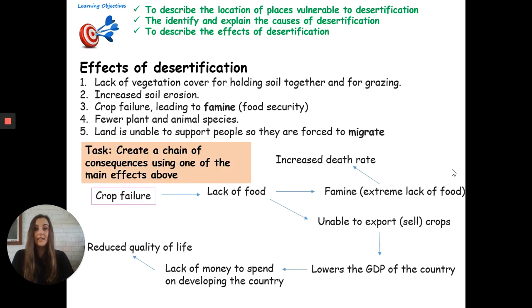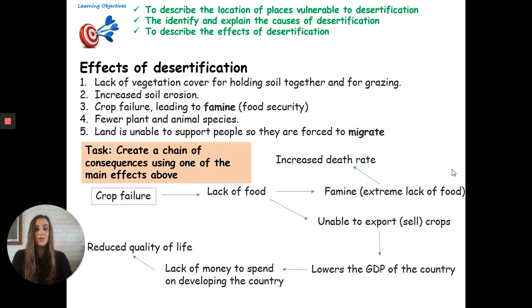And moving on to the last little bit, our last objective is to describe the effects of desertification. There are many effects of desertification, and in geography, we look at all the different types of effects, so short-term, long-term, social, economic and environmental and so on. I've just picked 5 effects for us to focus on today. There's a lack of vegetation cover for holding soil together and for grazing. There's increased soil erosion, crop failure leading to famine, so links to food security. There are fewer plant and animal species, and the land is unable to support people, so they're forced to migrate. So there are 5 effects.